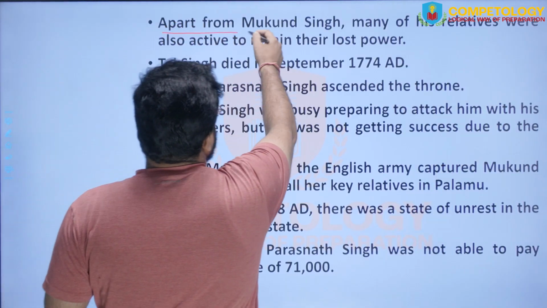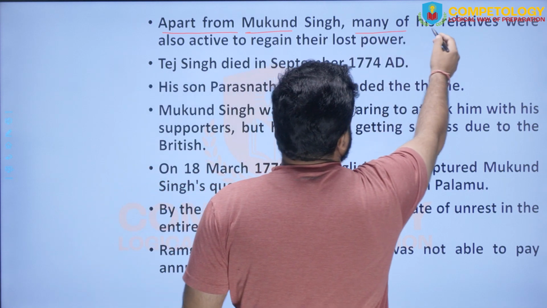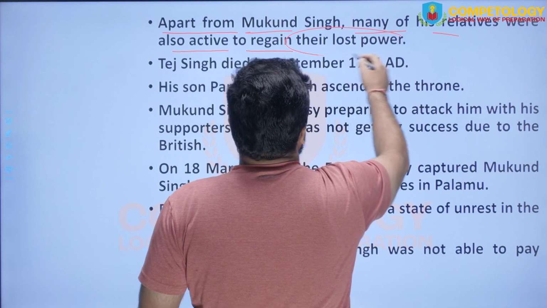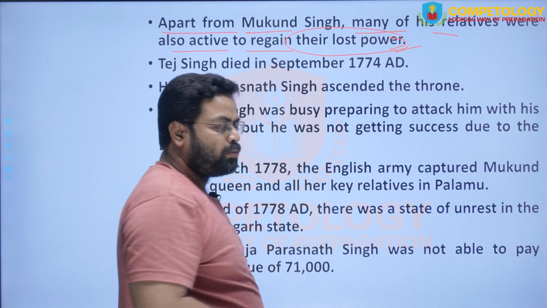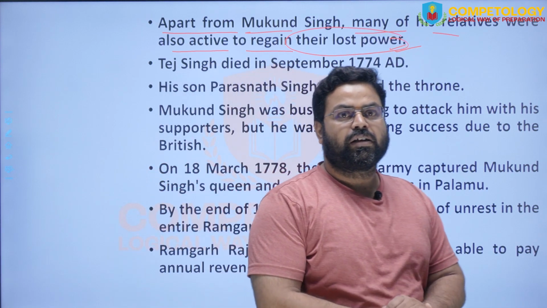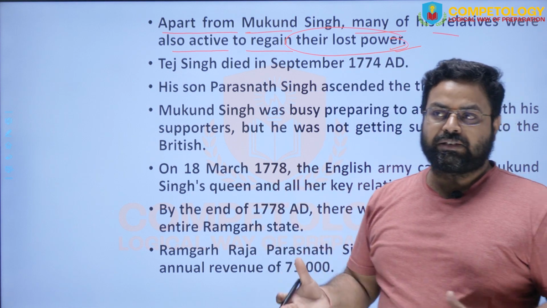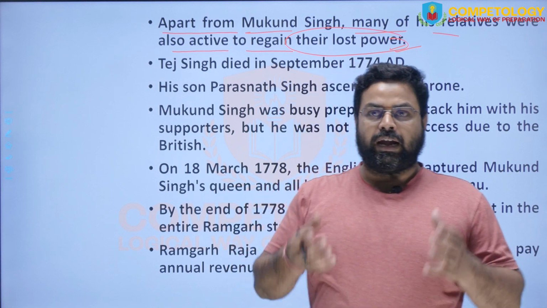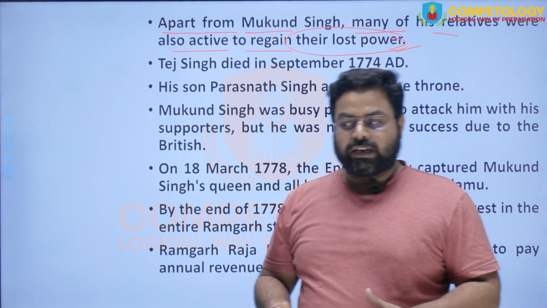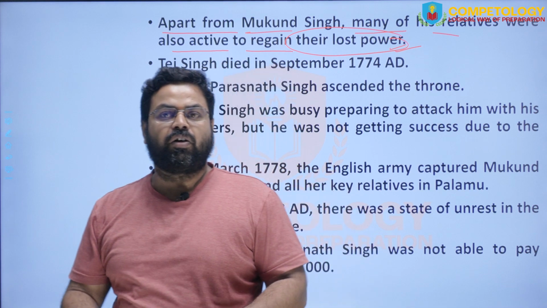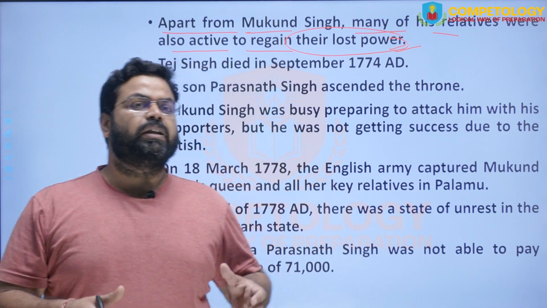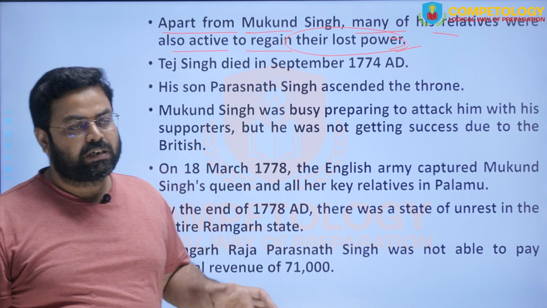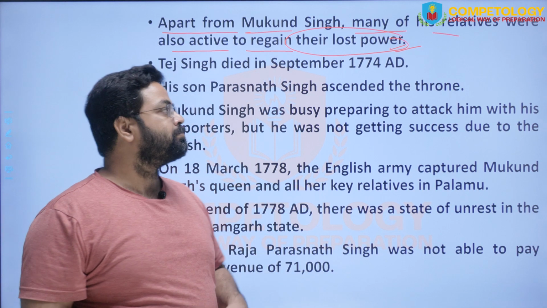And apart from Mukund Singh, many of his relatives were also active in the region to regain their lost power. So basically, after fleeing the region, Mukund Singh was actively trying to regain his position, regain his empire. And when he was the king, he had made many of his relatives, various officials in the kingdom, Jagirdars, Jamindars, or regional governors of the Parganas, whatever it is.